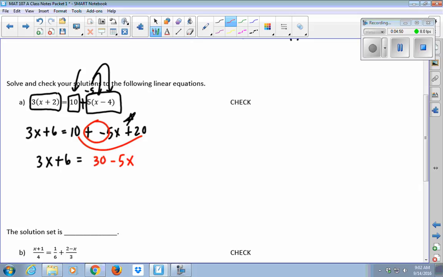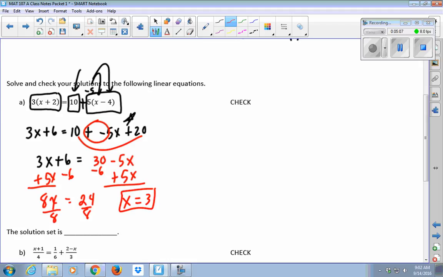So I'm going to bring my 5x to the left side by adding the opposite of negative 5x, and I get 8x. I'm going to subtract 6 from both sides, I get 8x equals 24. I divide both sides by 8. X equals 3. And this is usually how you're used to writing it.